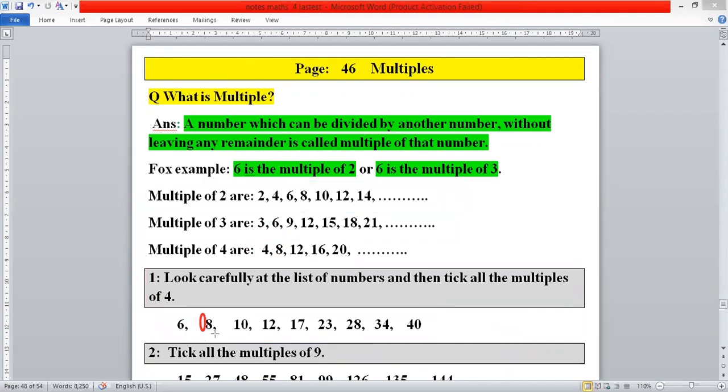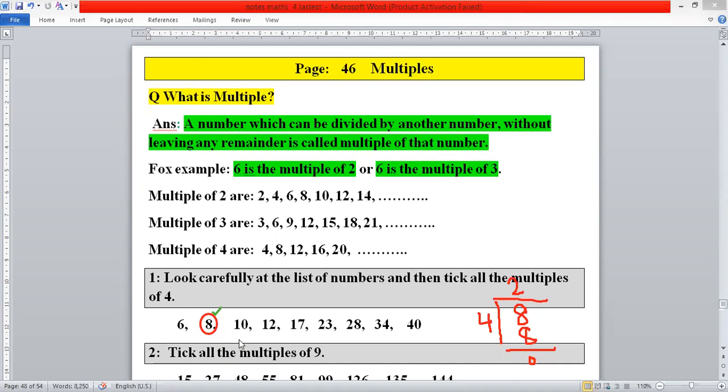Similarly, we will check 8. We will divide 8 by 4. 4 twos are 8. 8 minus 8, remainder is 0. When you get 0 remainder, it means given number, a dividend, that is 8, is divisible by 4, and 8 is the multiple of 4. So therefore we tick this number.